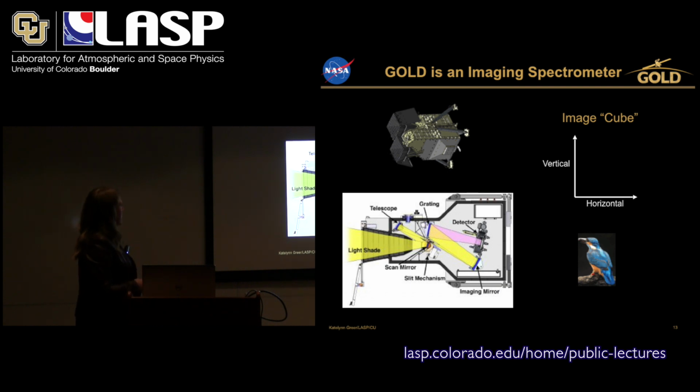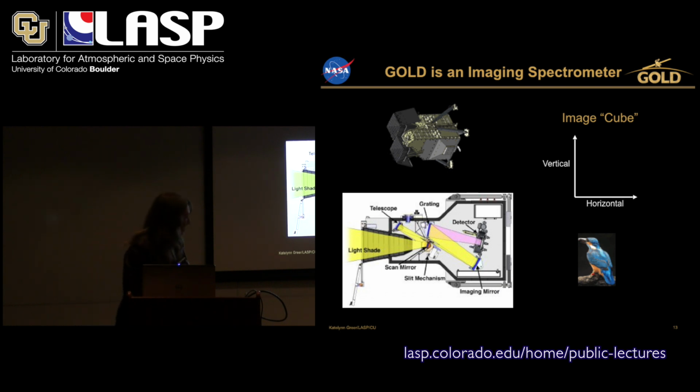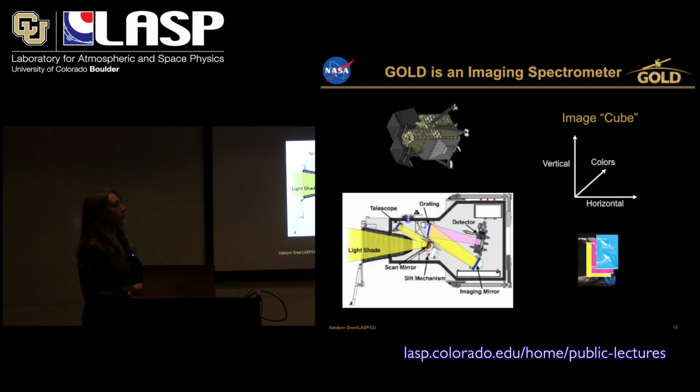So light enters the light shade from the left, bounces around a couple times inside the instrument, and then hits this very specialized diffraction grating. This diffraction grating splits the light into various light components, different spectral components, where it is finally imaged on a detector. From this, we get an image cube. And the way you can think of an image cube is a regular image has pixels that each have a vertical and horizontal location, right? In an image cube, each pixel also has spectral information, so different colors for each pixel.